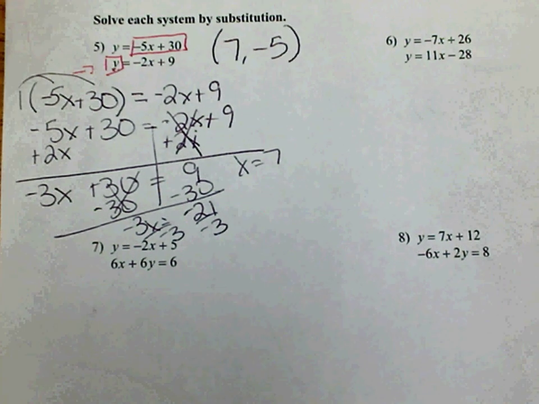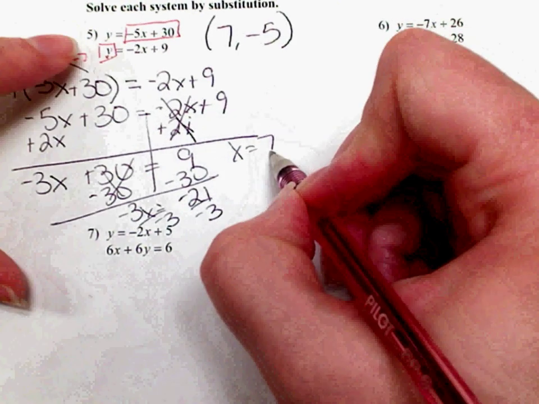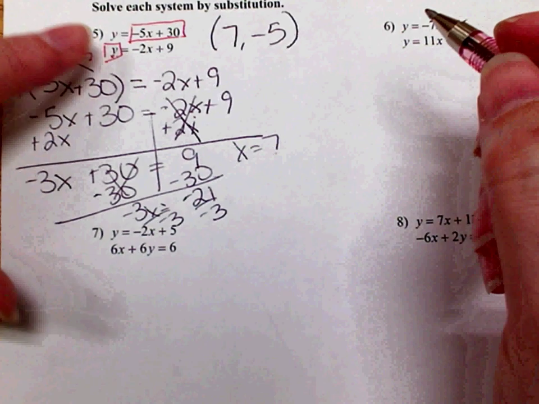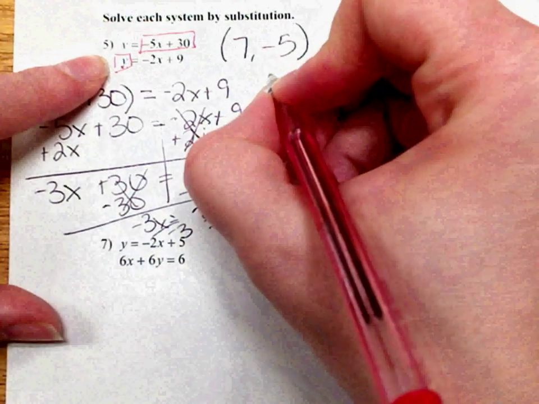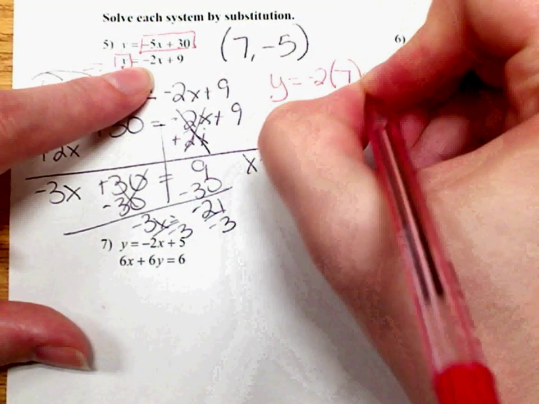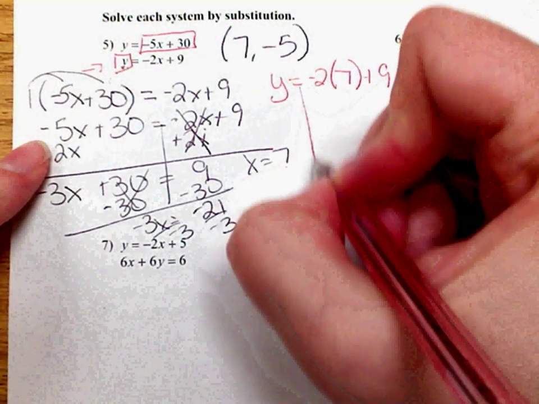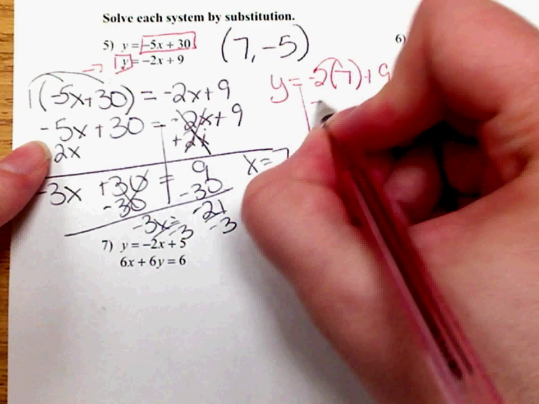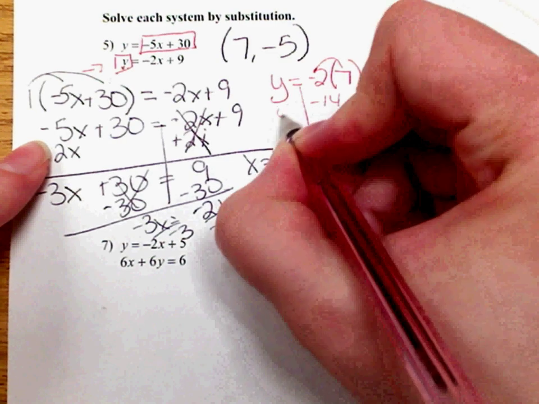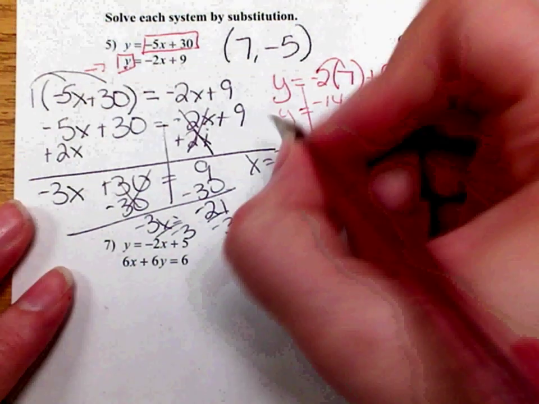Once we know what x is, then we're going to take this and put it in for x in one of these equations. It doesn't matter which. I'm going to use the bottom one, but it doesn't matter. So y equals negative 2, parentheses 7, plus 9. And then we're going to solve it. Negative 2 times 7 is negative 14 plus 9. And we have y equals right here. Negative 14 plus 9 is 5.